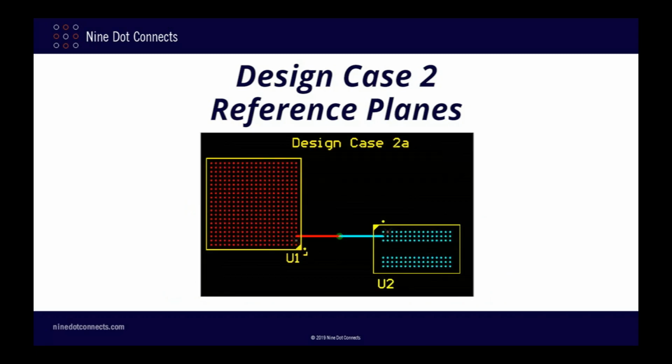To explore this topic, we are going to need a design that has multiple reference planes. Therefore, I have created a design case that is derived from my via example from part 1, as shown here. In this design, I switch traces from the top layer, shown in red, to the bottom layer, shown in blue.